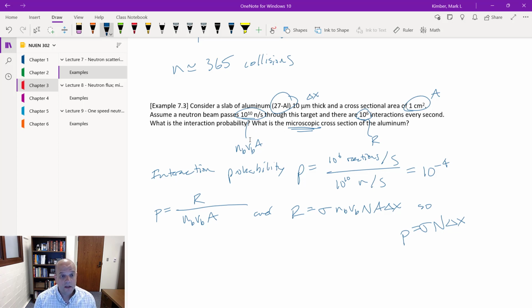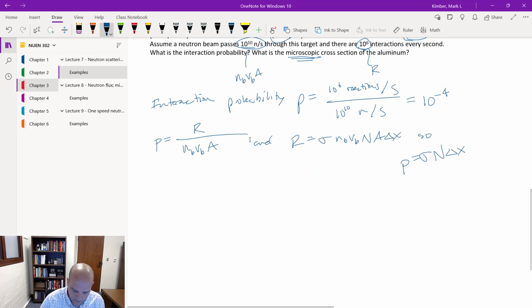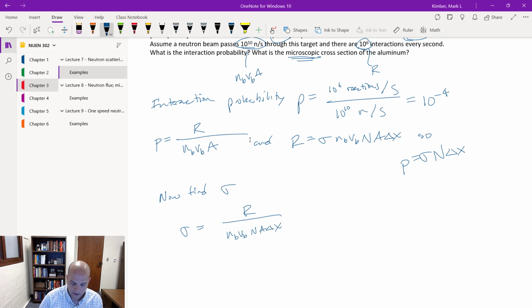So let's now find the cross-section. To find that cross-section sigma, we'll just use this expression here. So this is going to be R divided by N_B v_B N A delta X. So I've already got these. I should have put them in a different order here.